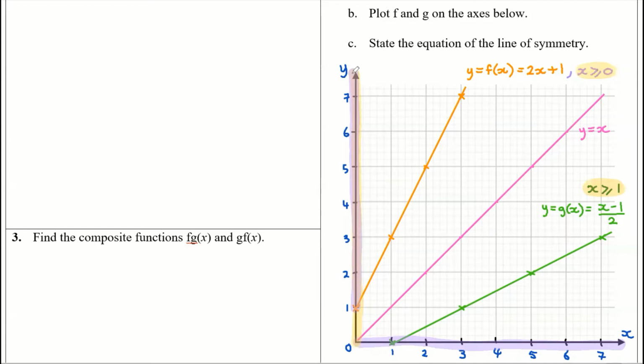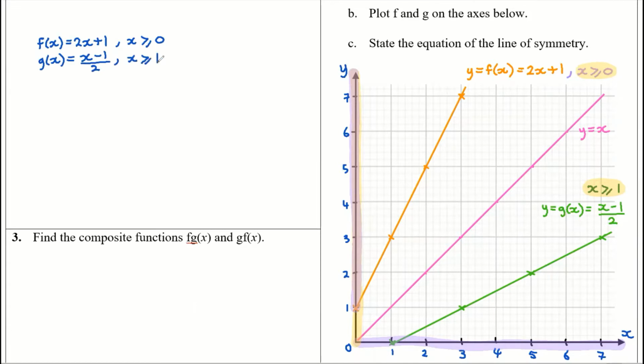We've answered the question. So what we're asked to do in question 3 is to find the composite functions fg and gf. So I'll just write them out again. I'm just going to use the space above here so we don't have to scroll down. So remember, f of x is, of course, 2x plus 1, where x is greater than or equal to 0, and g of x is x subtract 1 over 2 for x being greater than or equal to 1.